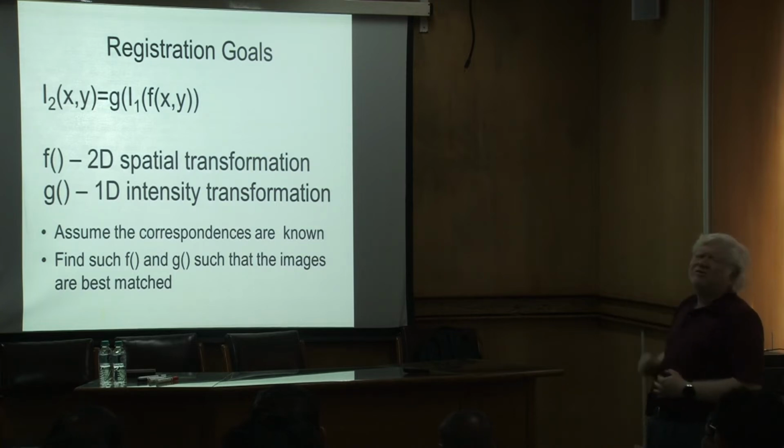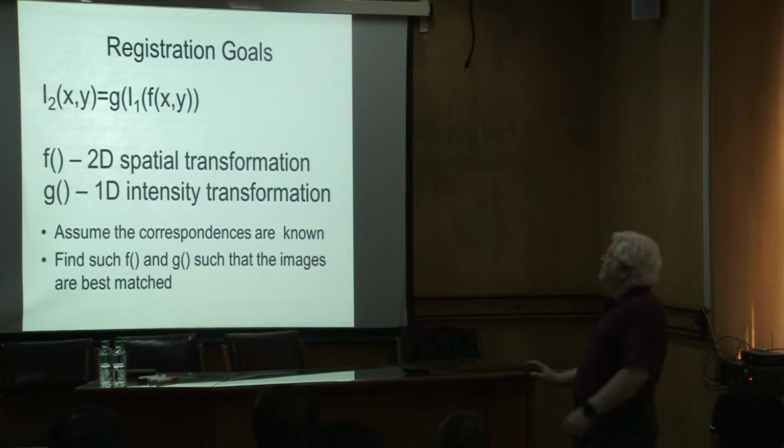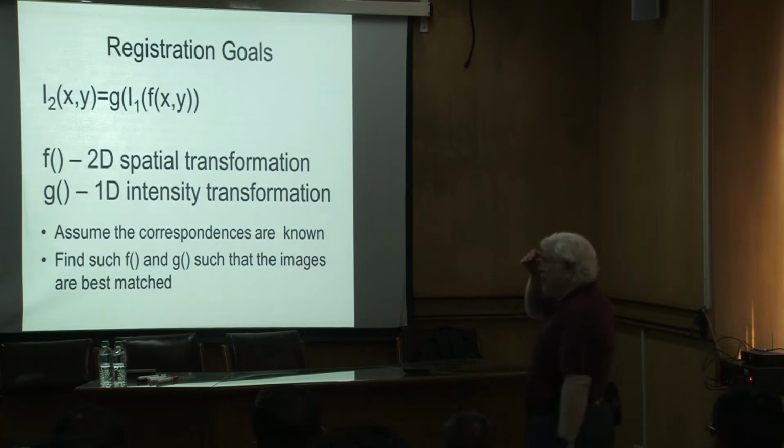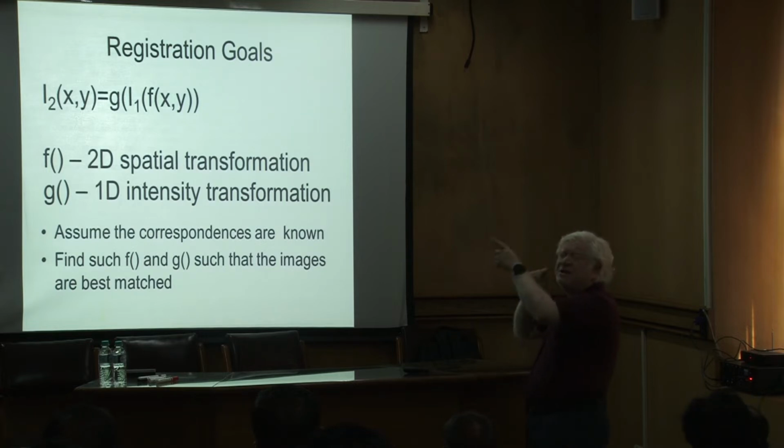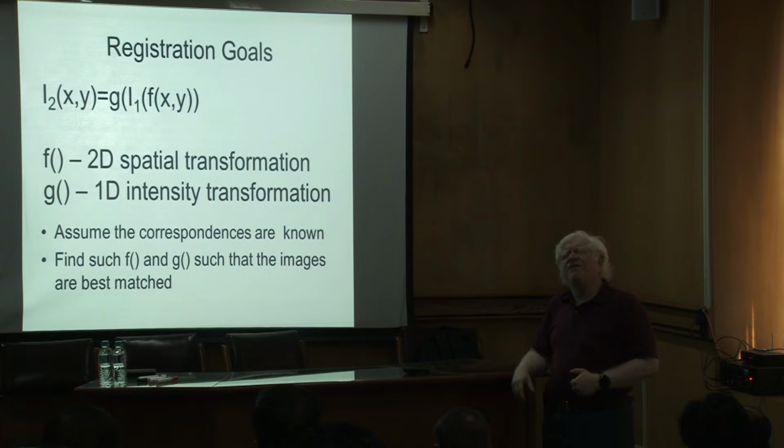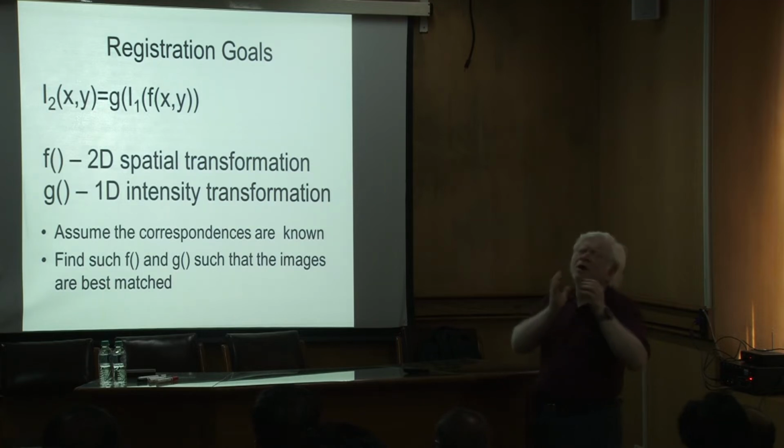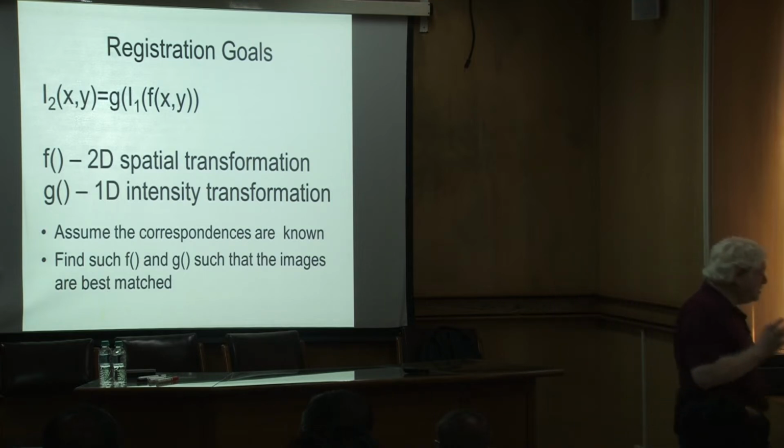If I do both of these, then I should be able to write that the left side I2 x y is equal to the right side. So, what is my job? My job is to find g and f which satisfy this equation. G and f that will match up I1 x y to I2 x y. That is the job. That is fundamentally what we want to do.